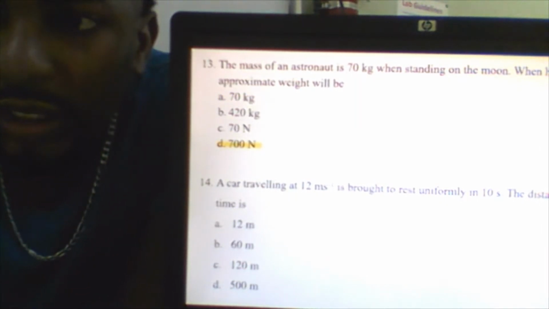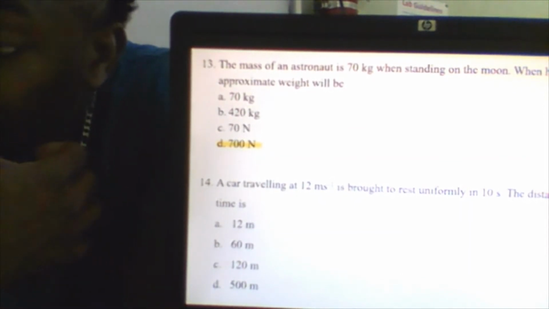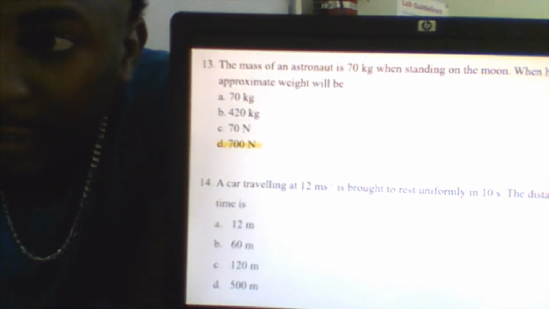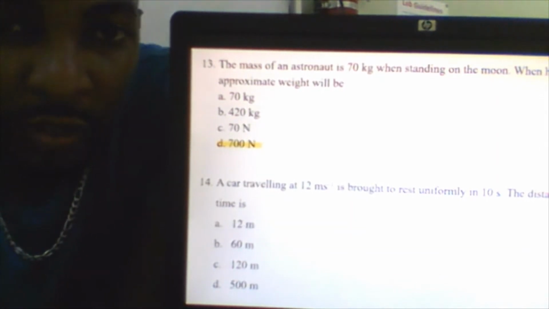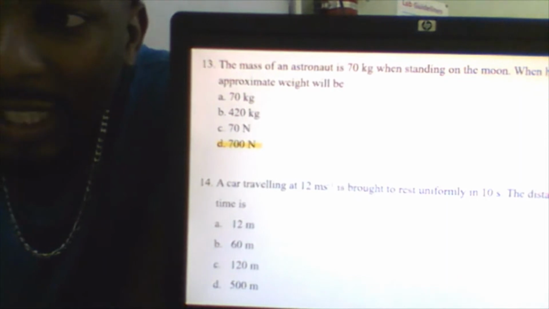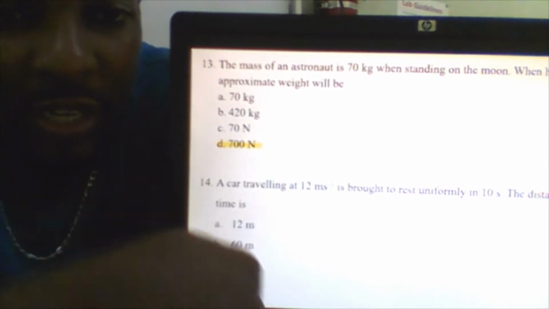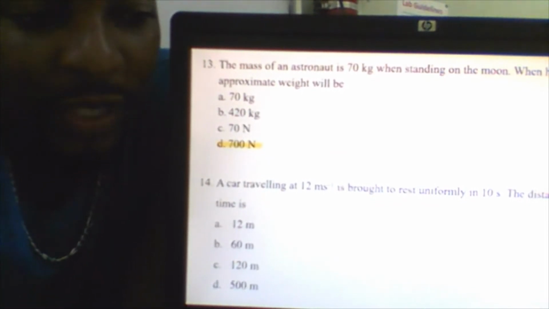So, number 14, a car traveling at 12 meters per second is brought to rest uniformly in 10 seconds. The distance it travels in this time is what? All right. Now, as you know, distance is speed multiplied by time. All right. But not just any speed, it is actually the average speed. Now, it says the car is traveling at 12 meters per second and it is brought to rest uniformly in 10 seconds. So it means over a period of 10 seconds, that speed is actually slowing down.